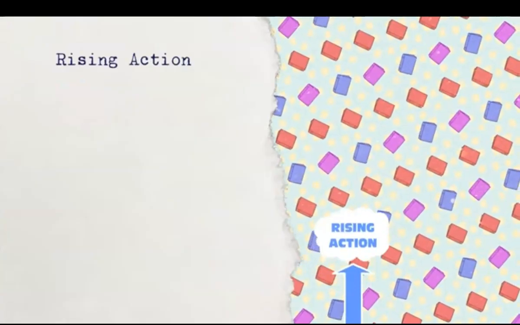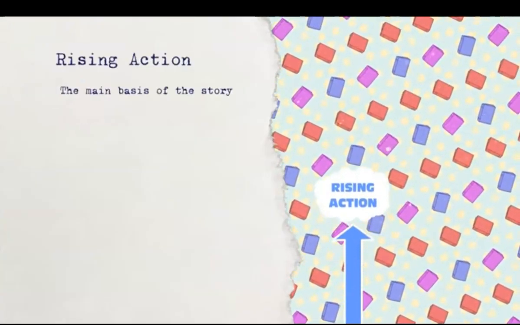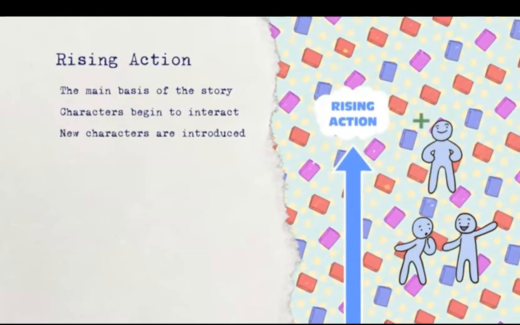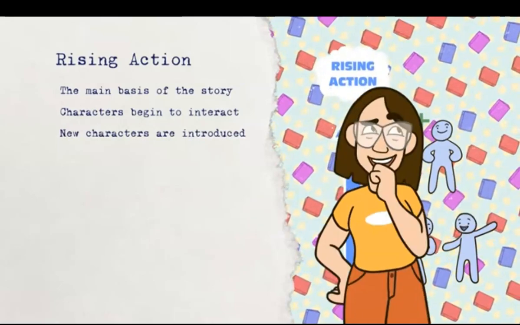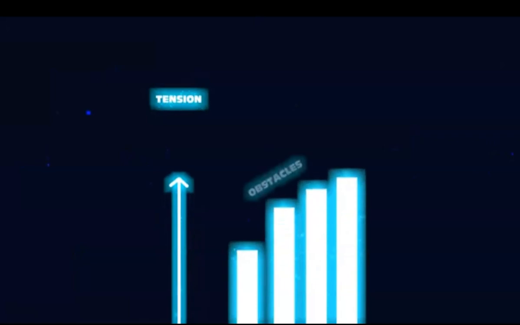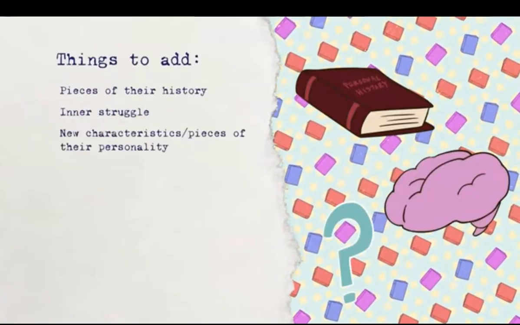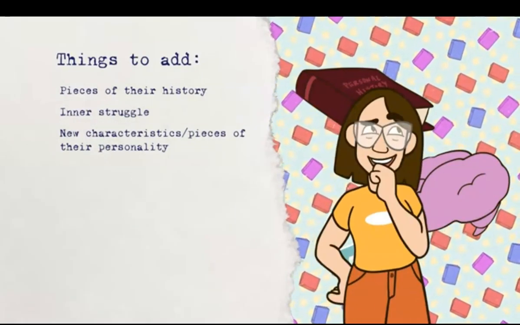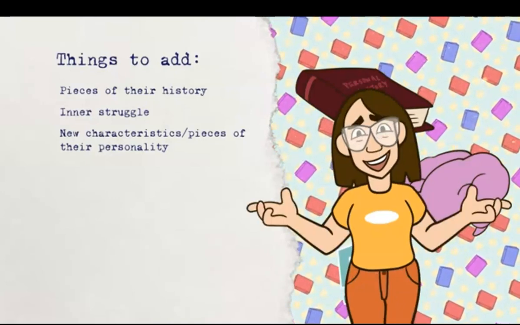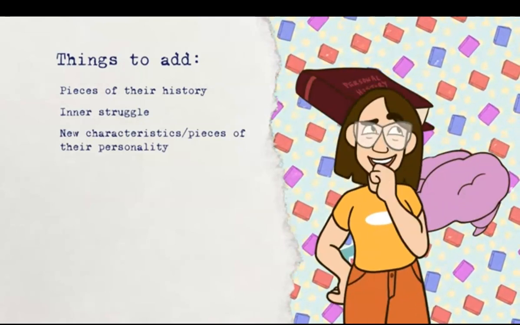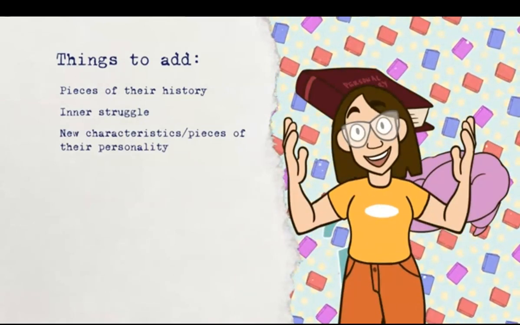Next on the pyramid comes the rising action, or the main basis of the story. Characters begin to interact and new characters are introduced into the mix. This is where you draw your reader in with excitement and depth. Tensions rise and obstacles begin to emerge, and in the midst of this activity, your character develops. Pieces of their history, inner struggle, or other characteristics can be revealed, and this can either be a detriment to them or a benefit. Including these pieces of information will engage your readers, giving them not only details to attach themselves to your characters, but also more anticipation about events at the height of the story.